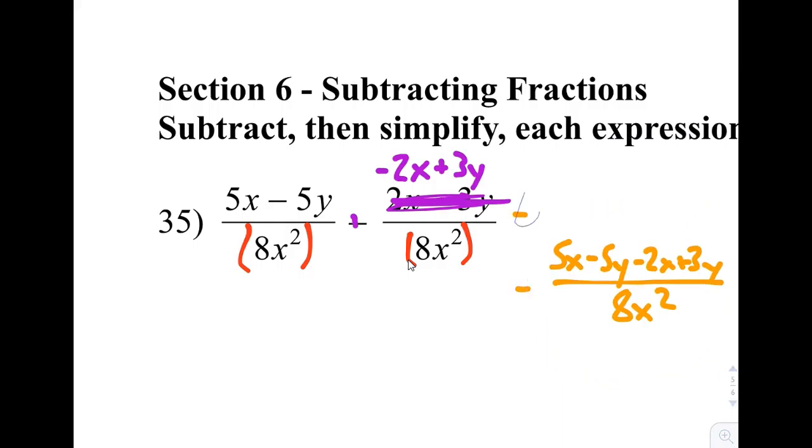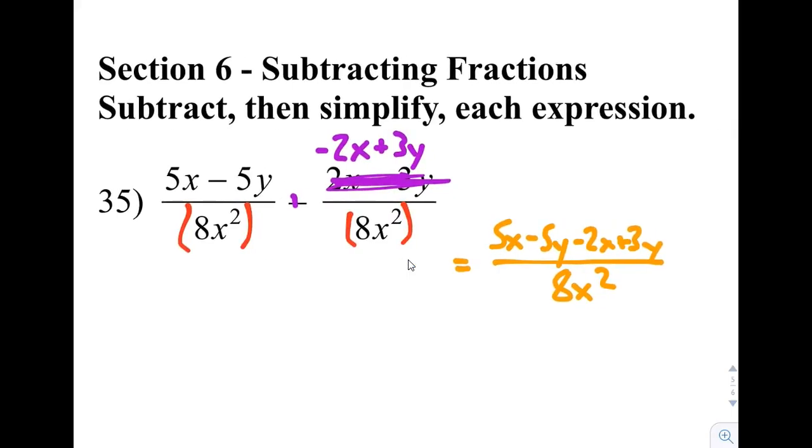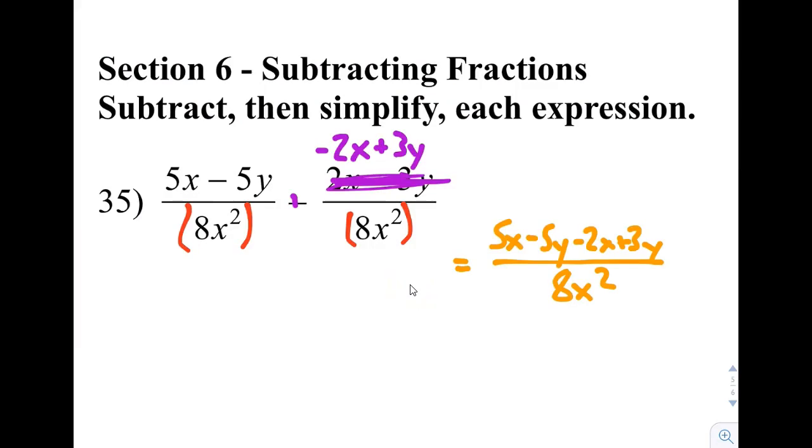Slide that down here so that we have a little bit more room to work and clean things up. Next step says we need to combine like terms in the numerator and then go ahead into the simplify process. So if we combine our like terms up here, we have x's and x's. We have y's and y's.